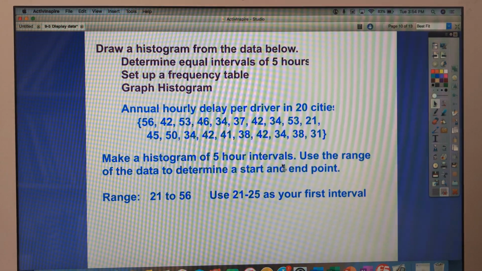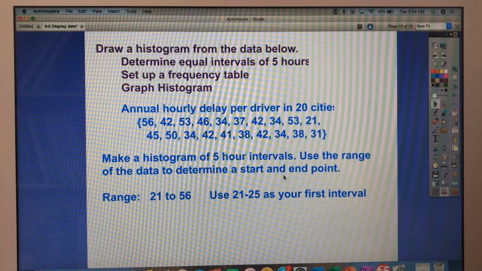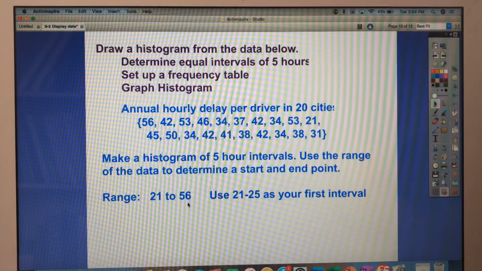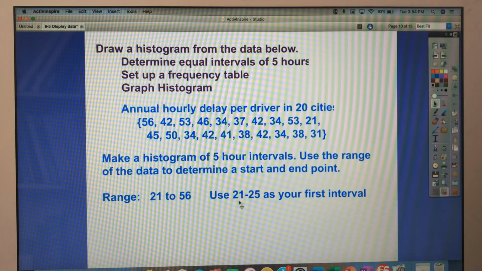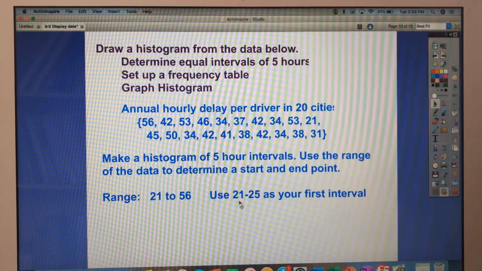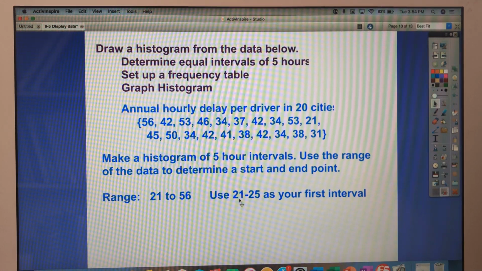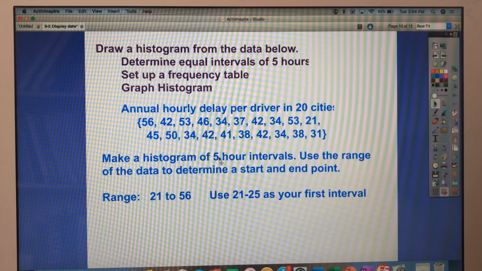Make it 5-hour intervals. Use the range of the data to determine a starting and ending point. I am going to give you a bit of a hint. Your range is 21 to 56. You can find those values in your data set. And I'm going to say to you, only because if we were in a classroom, I would want us all to have the exact same histogram. You at home obviously could pick your own intervals. Start with 21 to 25 using 5 hours as your intervals.